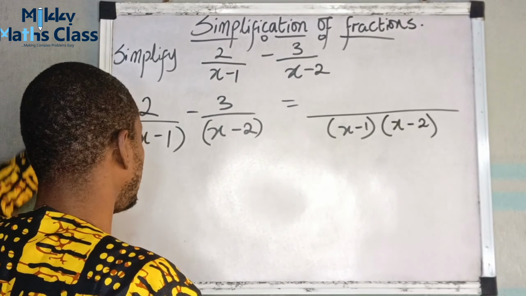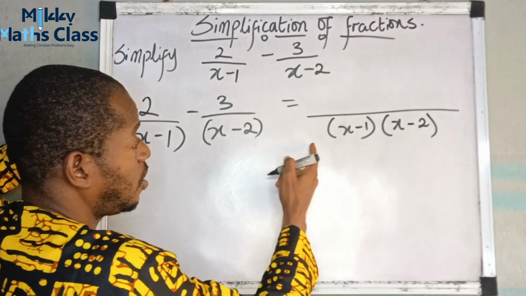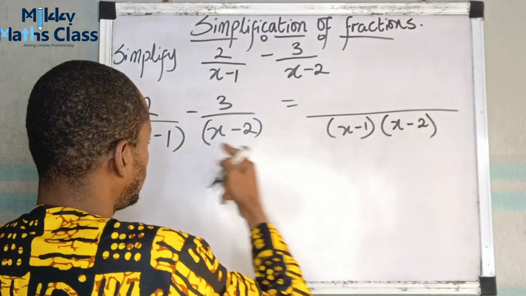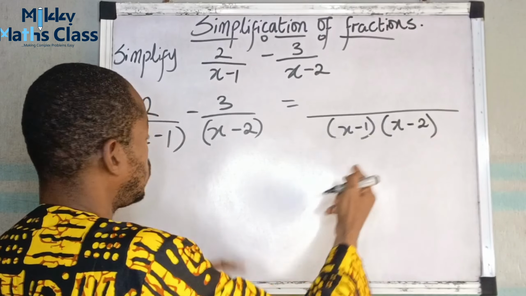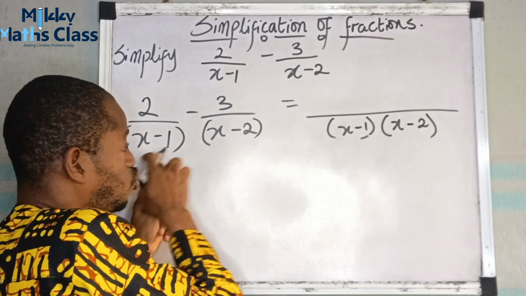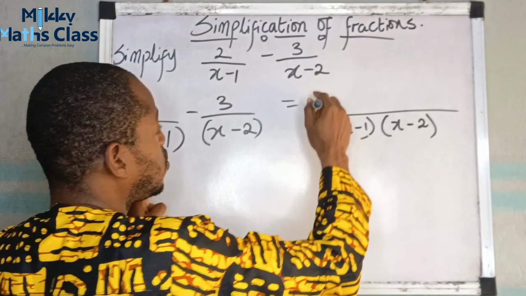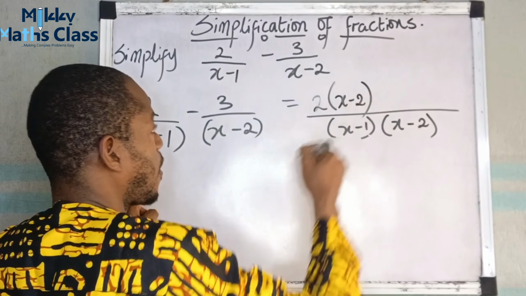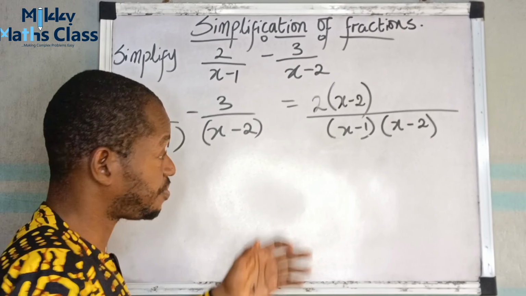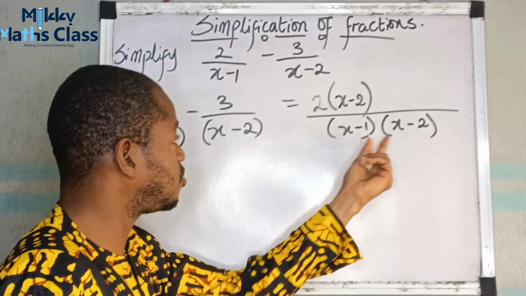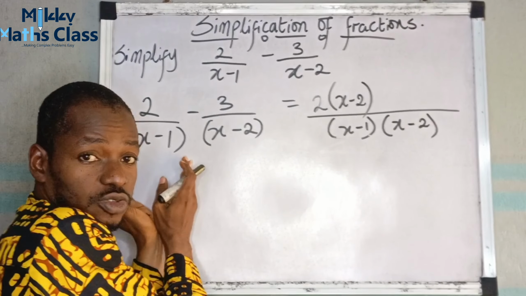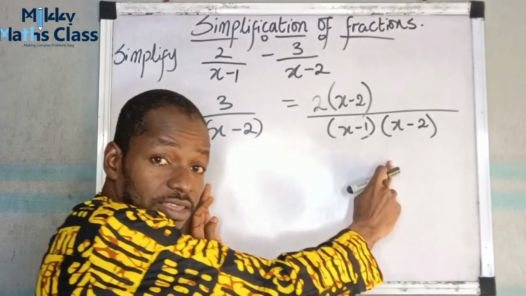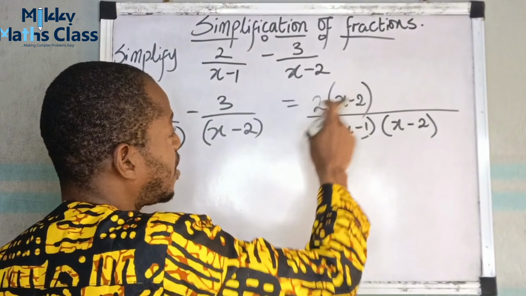Now, from here, we divide the denominator here by this. So x minus 1, x minus 2 divided by x minus 1. These two will cancel out each other. So it becomes 2 into bracket x minus 2. Or what you do is you multiply it by this first fraction. When you are multiplying it, x minus 1 will cancel out x minus 1. We are left with 2 into bracket x minus 2.